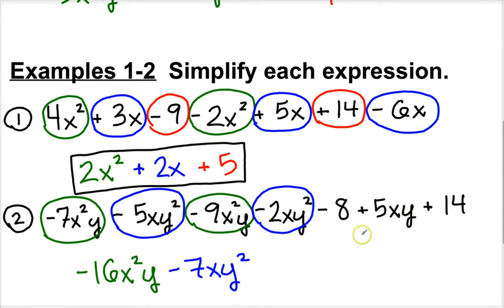Then we'll go to our negative 8. We have a negative 8, and then over here we have a positive 14 that we can combine together. Negative 8 plus 14 is going to give us a positive 6.